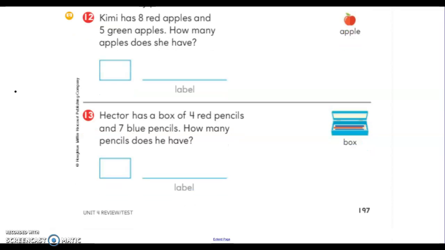For number 13, it says Hector has a box of 4 red pencils and 7 blue pencils. How many pencils does he have? Okay, again, does it sound like we're adding or subtracting? And don't forget your label.